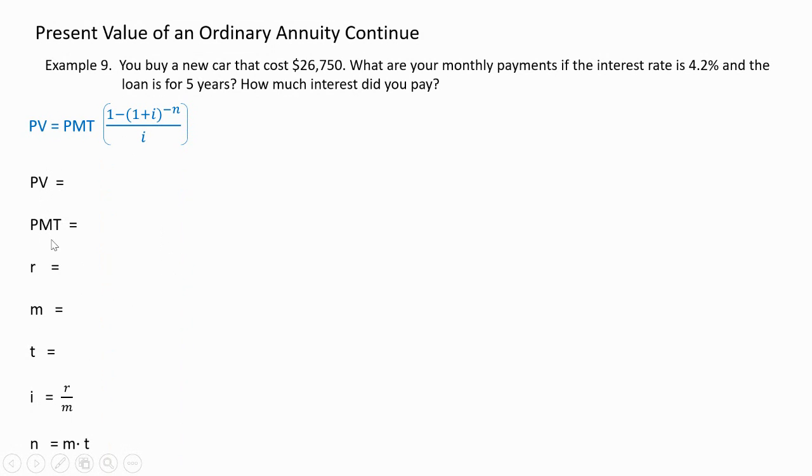So we put everything down, right? So we've got the PV, the payment, the R, the M, the T, the I, and the N. Let's extract the information. We're looking for the payments. So the PV must be the 26,750.